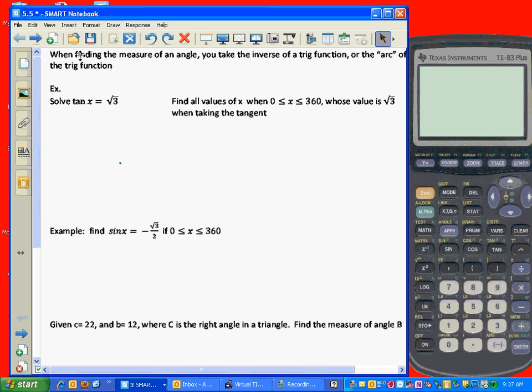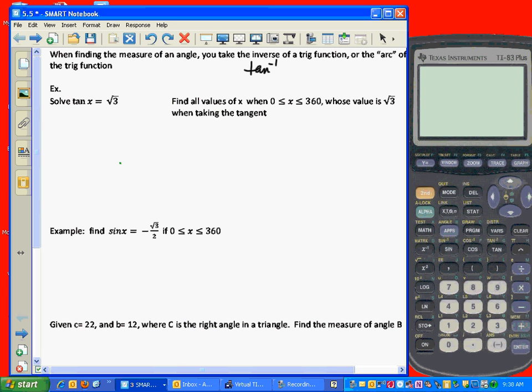So when finding the measure of an angle, you want to take the inverse trig of the function, also known as the arc. The inverse is going to be seen as something like tangent to the -1. That's the symbol you'll see that represents the inverse. That's the symbol that's going to say, I want to find an angle measure. Regular trig, like sine, if I say the sine of something, I'm looking for the comparison of the ratio of your sides, and that allows you to find one of your side lengths.